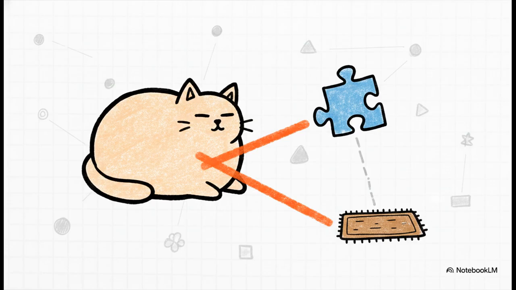It actually computes these scores for every word in relation to every other word, creating this massive relational map. And because of this, distance no longer destroys meaning. The connection between "it" and "cat" is computed directly and instantly.